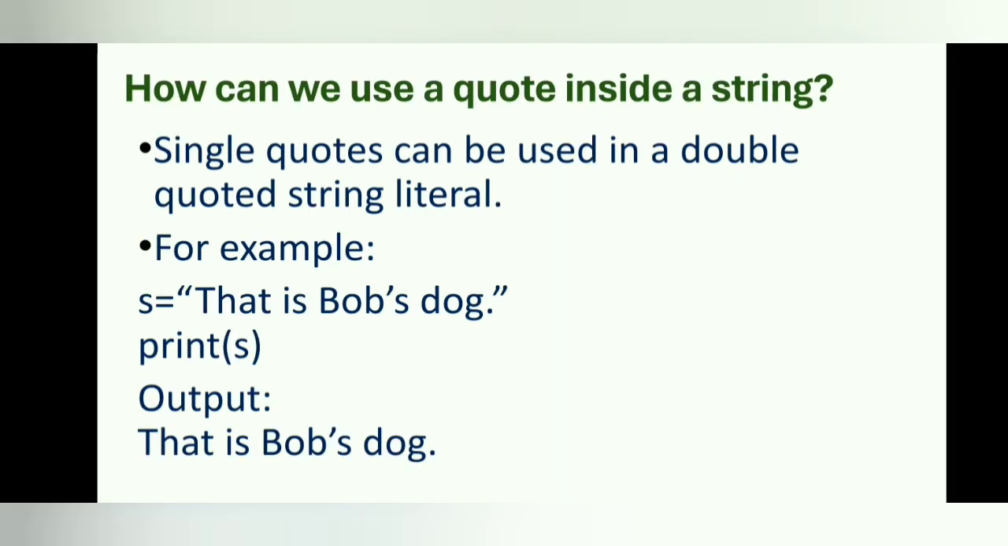How can we use a quote inside a string? Single quotes can be used in a double quoted string literal. In this example, a string that is Bob's dog is assigned to the variable s using double quotes. One benefit of using double quotes is that the string can have a single quote character in it. Since the string begins with a double quote, Python knows that the single quote is a part of the string and not marking the end of the string.